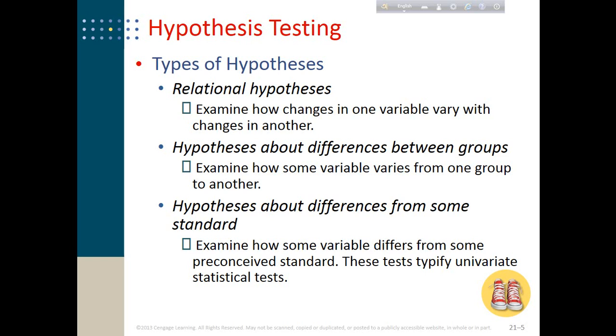Last one is hypothesis about difference from some standard. You can test if one variable is different from a particular standard. For example, you might be testing that the average income of your respondent is higher than, let's say, 100,000. That's a benchmark. So you test what is the average income level of your respondent. Is it higher than the benchmark that you set or lower than the benchmark that you set? Then you will be testing hypothesis about differences from some standard.